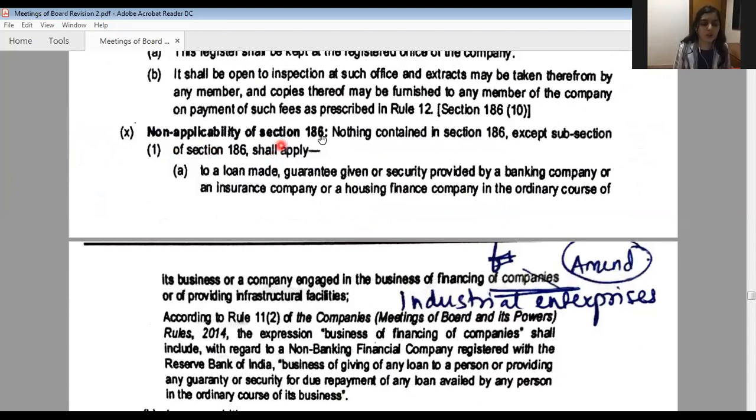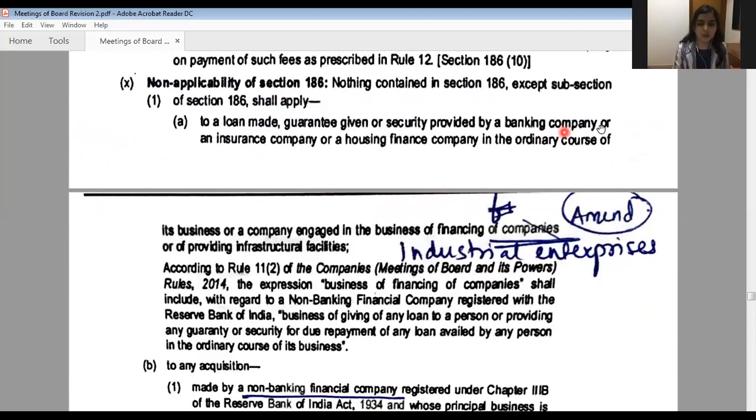Now, non-applicability of section 186, that is nothing contained in this section shall apply to loan made, guarantee given, or security provided by a banking company or insurance company or a housing finance company in the ordinary course of its business, or a company engaged in the business of financing of industrial enterprises or of providing infrastructural facilities. This is an amendment that it is engaged in the business of financing of industrial enterprise. This amendment has extended the purview of this section.